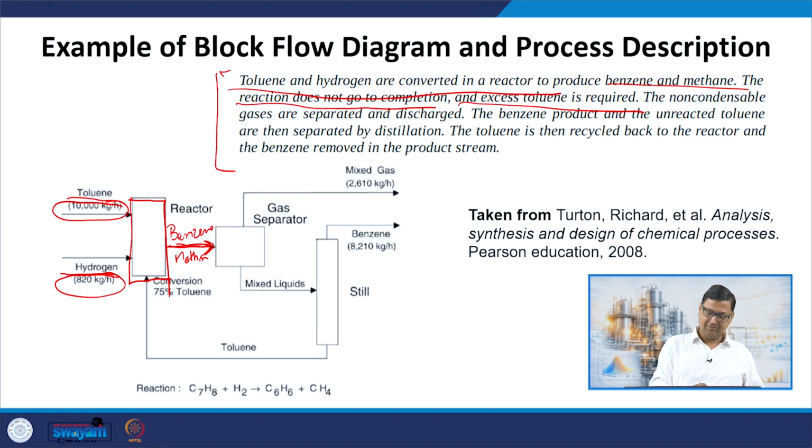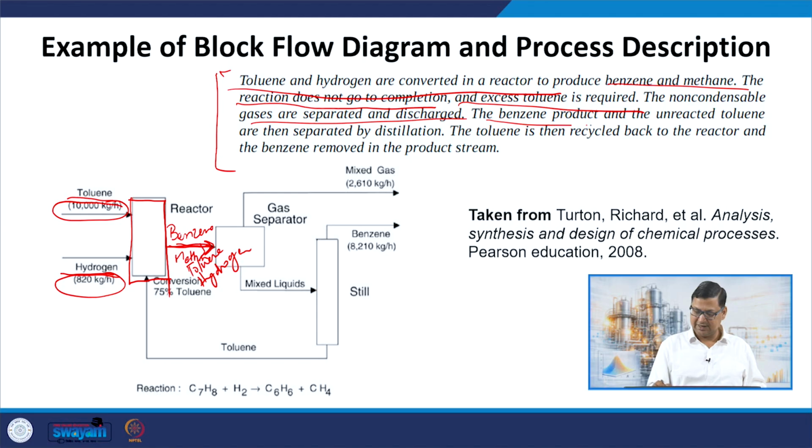Now, we have been given that the reaction does not go to completion. So, the product stream is going to also have toluene and hydrogen. So, it has the desired product benzene and methane, but it also has toluene and hydrogen in the product stream from the reactor. So, something has to be done with that, because I want benzene, I do not want the unreacted things, right. And that is what is explained next.